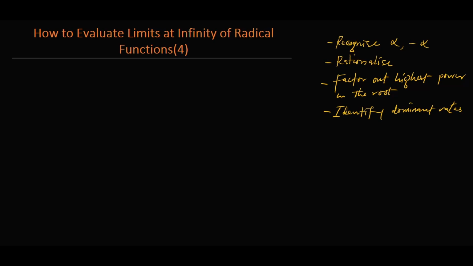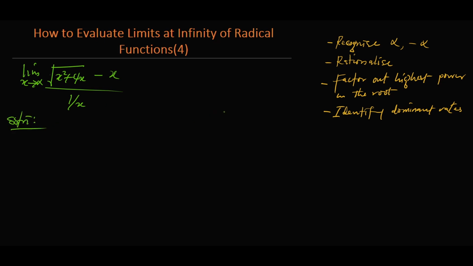For this example in the series on how to evaluate limits at infinity of radical functions, the same set of steps will be applied. Given that the limit as x approaches infinity of root x squared plus 4x minus x all over 1 over x, how do you go about evaluating such?